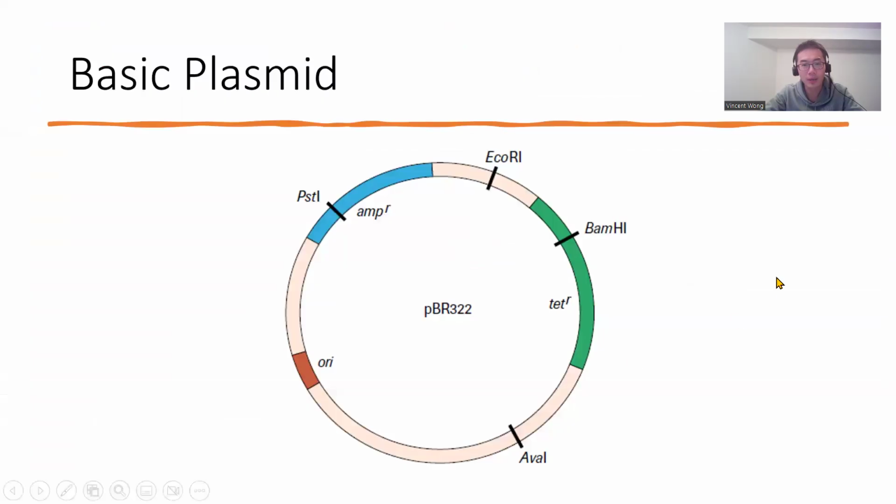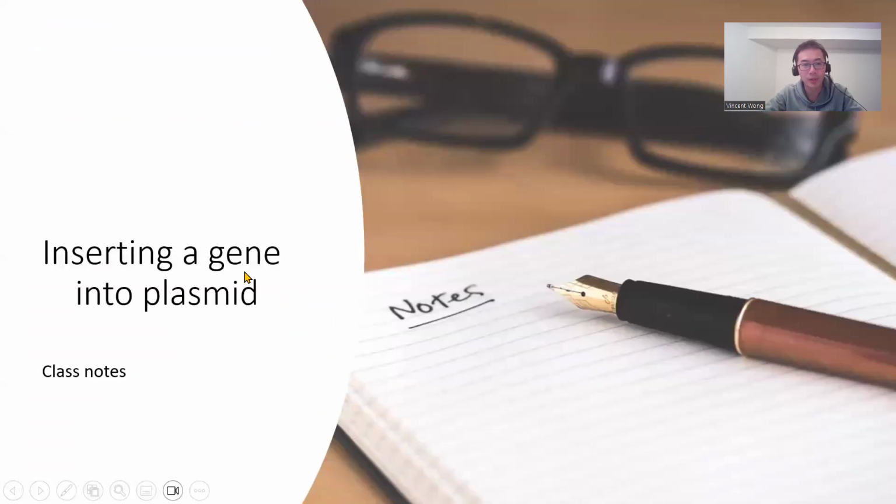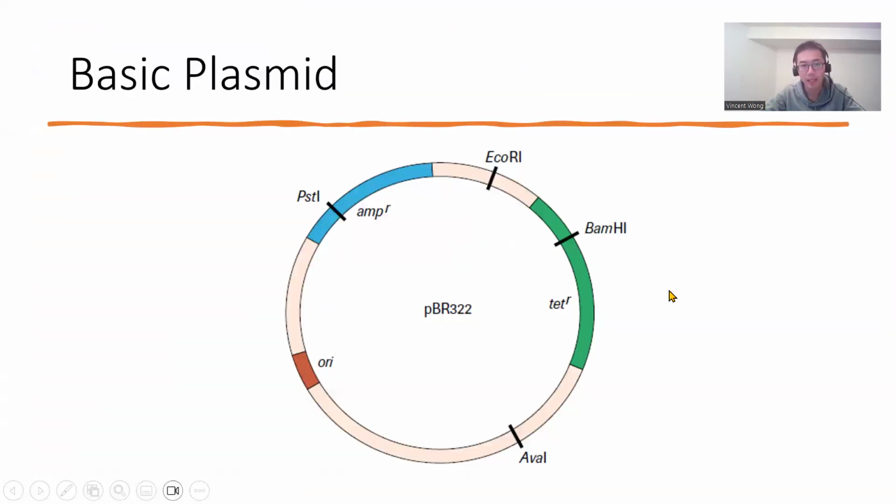So let's go back to our PowerPoint slide. That was inserting a gene into the plasmid. Now let's take a look at a plasmid. Right? This is a very simple plasmid. The ones that you buy online are actually really complicated. Let me maybe show you an example of this.